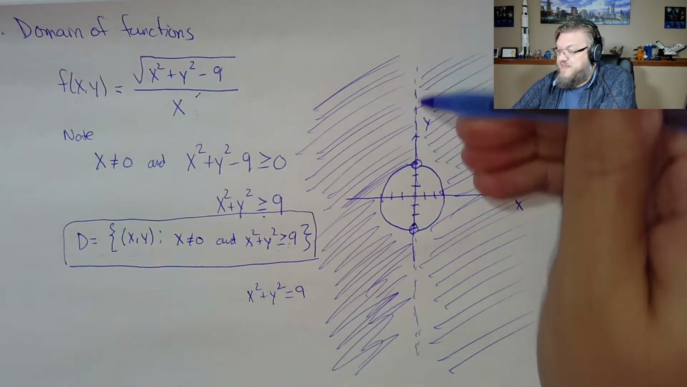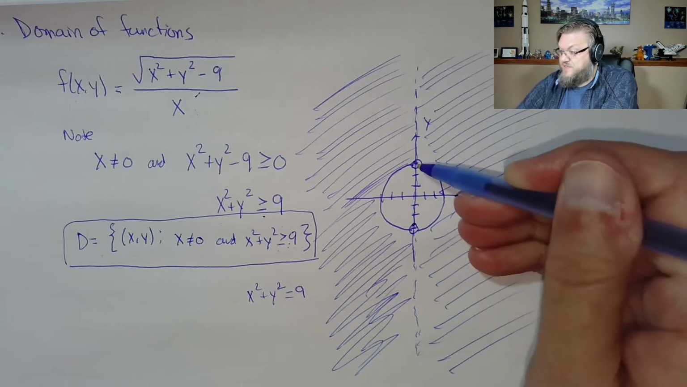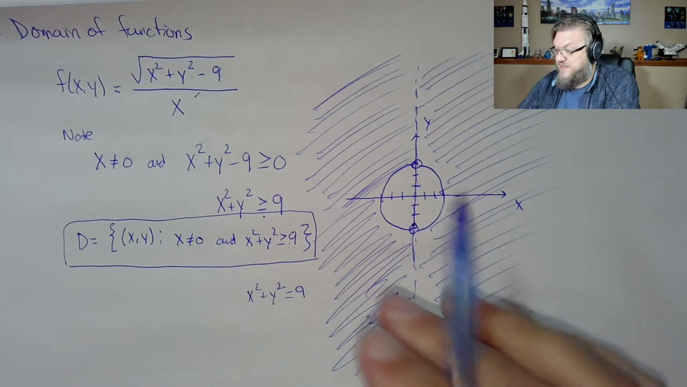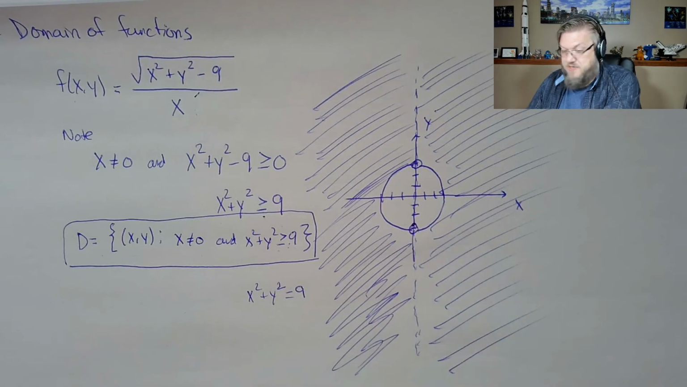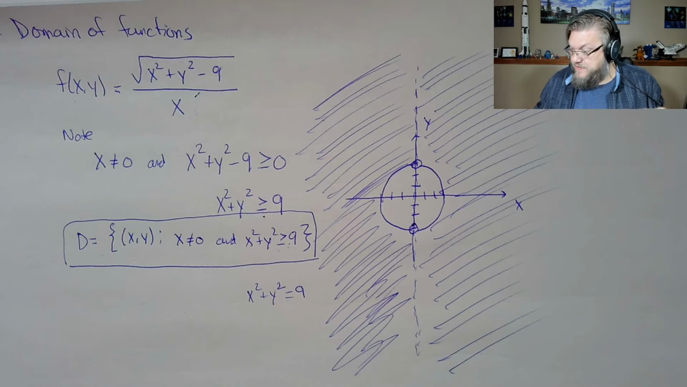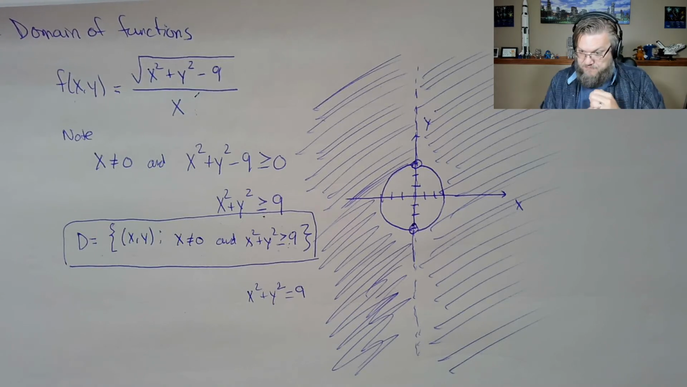This is not allowed. The axis is not allowed. There's holes there, and nothing inside of the circle is allowed. But everything else that's shaded or on this boundary is good. That's a visualization of the domain.